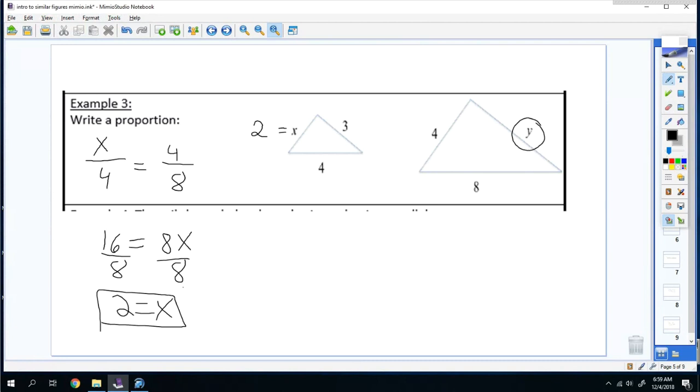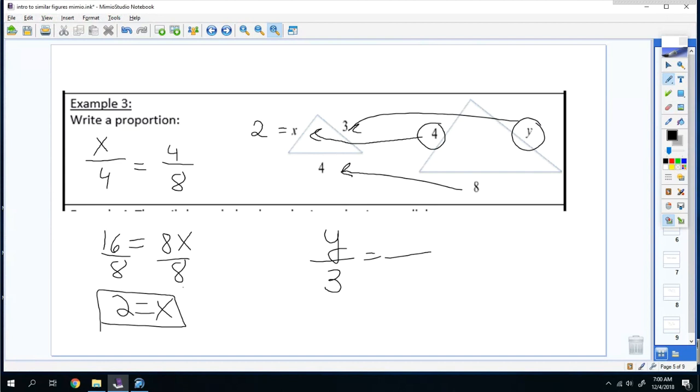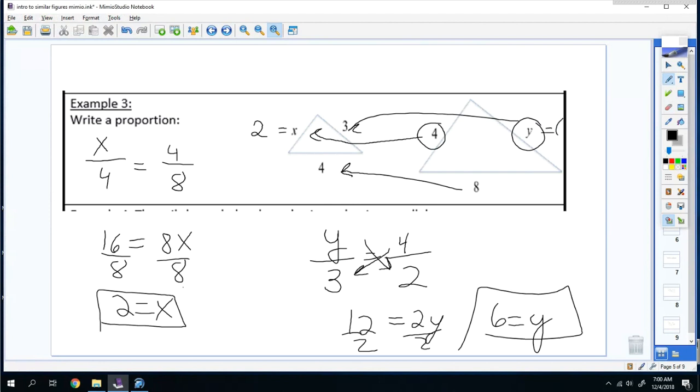Now I want to solve for the y, like we've just been doing. So it'll be y over what it corresponds with, which is 3. And now this triangle still has two sides, but I can use either one because 4 goes with the 2 and 8 goes with the 4. So I don't care which one I use. I'm just going to use the 4. So it'll be 4 over 2. 4 times 3 is 12. y times 2 is 2y. Divide by 2 is 6. So y equals 6. And that's how you find missing sides.